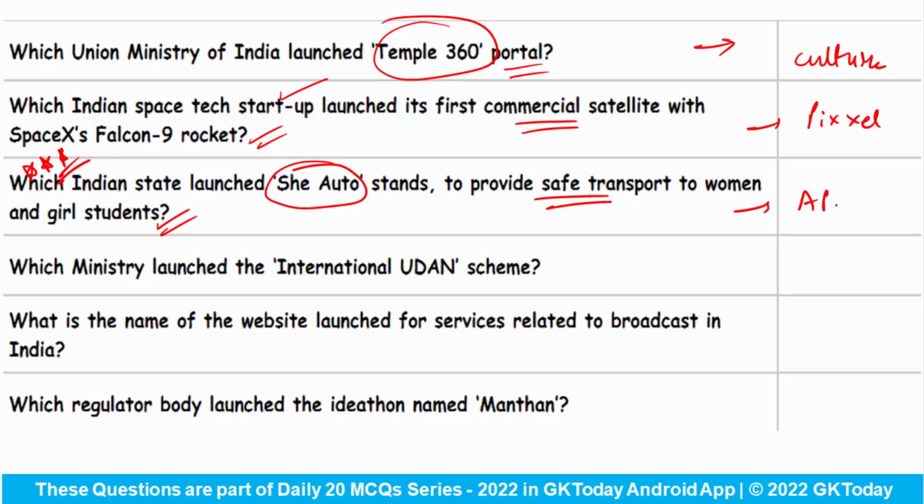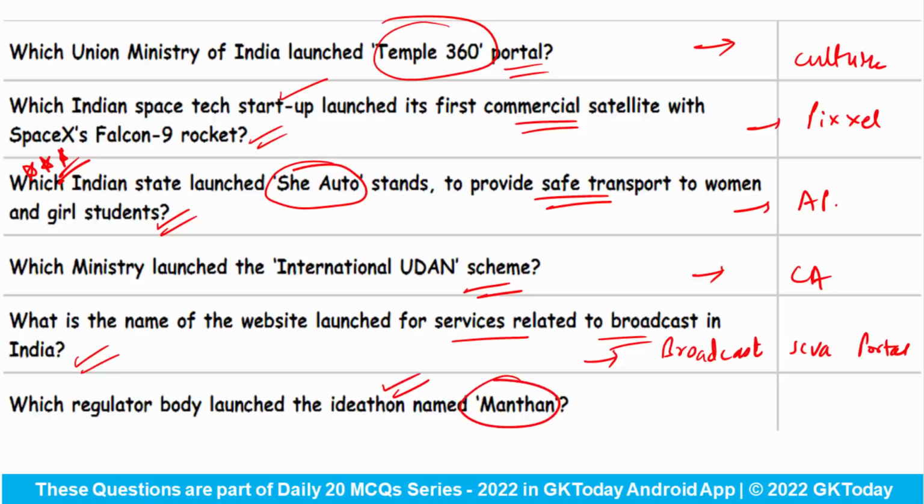Which ministry launched the International Udan scheme? Very obvious answer, Ministry of Civil Aviation. What is the name of the website launched for the services related to the broadcast in India? The name of this particular website is Broadcast Seva Portal. Which regulator body launched the Ideathon named Manthan? This is Sebi. Sebi stands for Securities and Exchange Board of India.